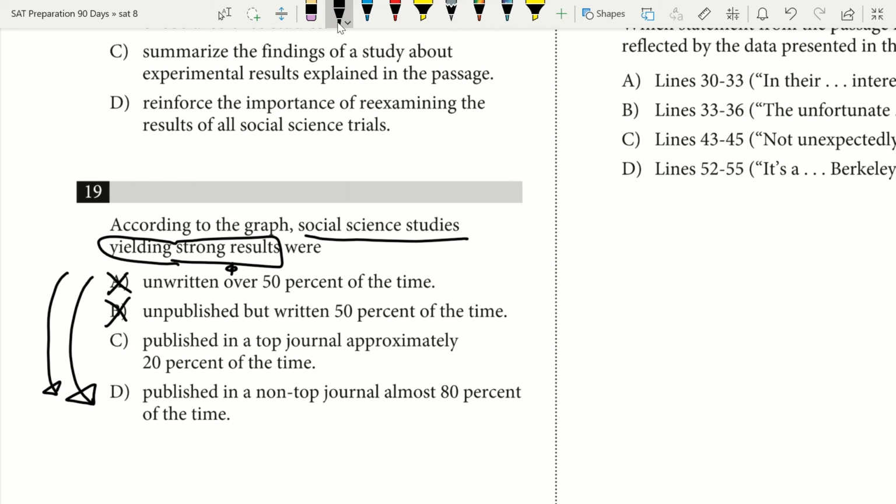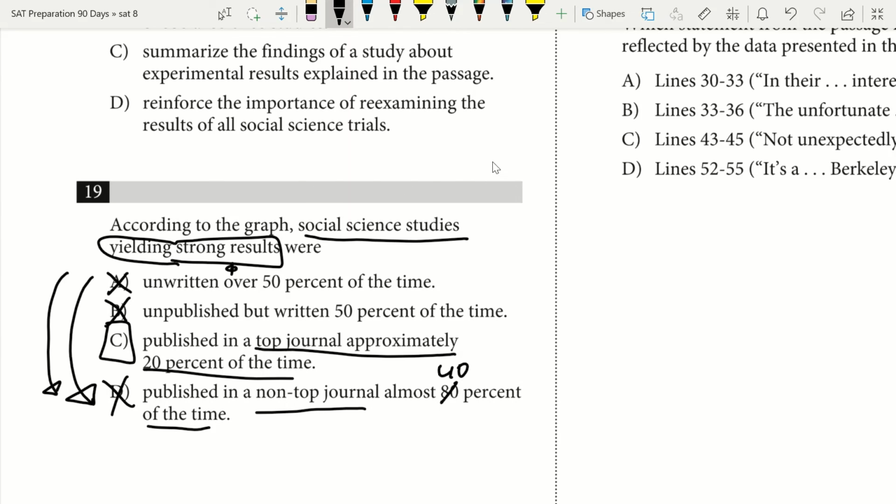Also not true. Option C, published in a top journal approximately 20% of the time. Yes, that was the top part of that graph that went from 80 to 100. That's 20% of the time it's published in a top journal. So my answer there is going to be C. Option D says published in a non-top journal almost 80% of the time. That was false. That was right around 40% of the time. So the answer for that one is going to be C.